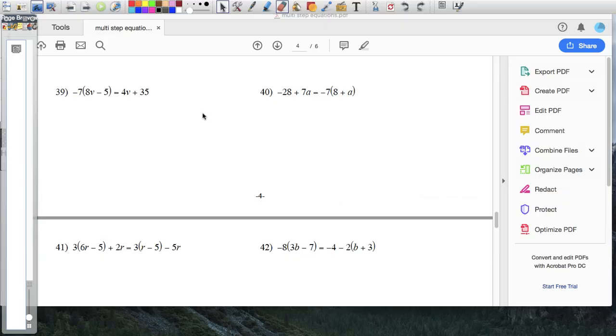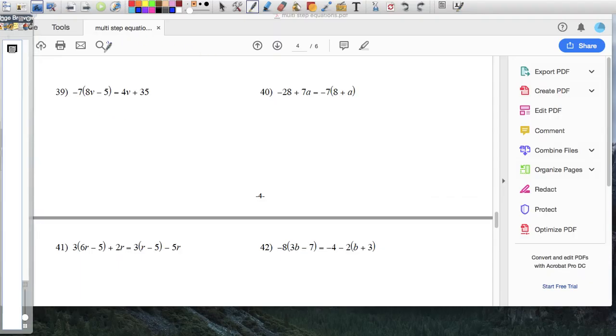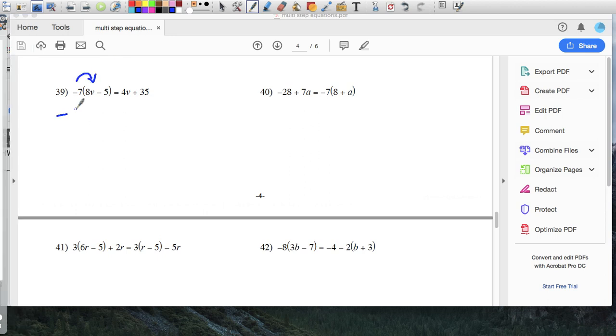Okay, so I made a mistake on a couple ones. So this is day 2, and I should have done 39. I didn't, so I'm doing it now. Negative times a positive is a negative 56. Negative and negative is positive. Equals 4v plus 35. There's v on both sides.